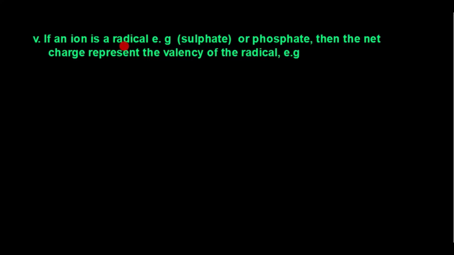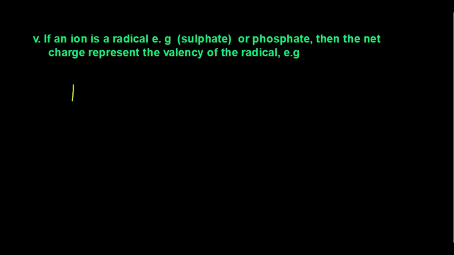The next rule is, if an ion is a radical, we must know what a radical is. Two or more atoms having positive or negative charge on them are known as radicals. A charged species made up of two or more atoms having positive or negative charge on it is known as a radical. For example, sulfate, phosphate. So if an ion is a radical, then the net charge represents the valency of the radical.